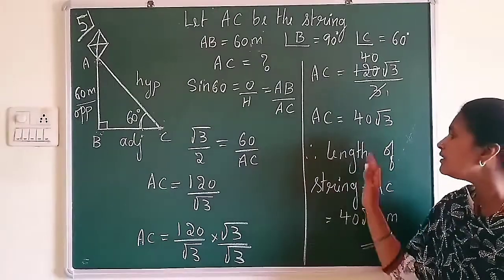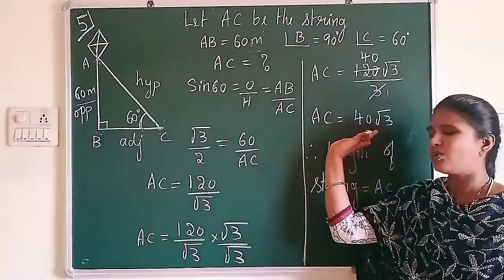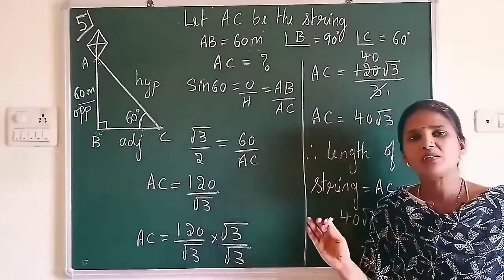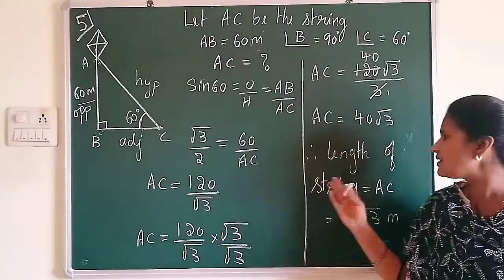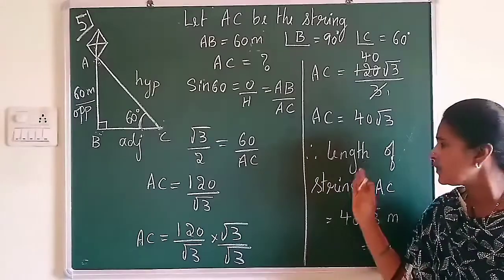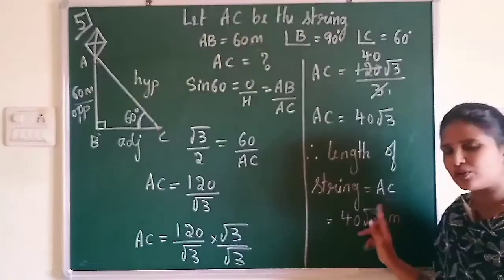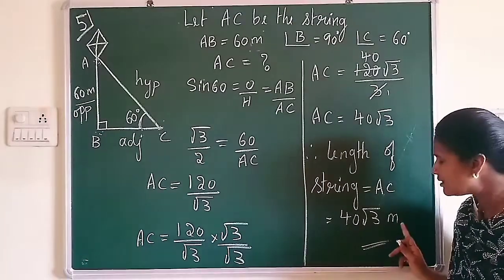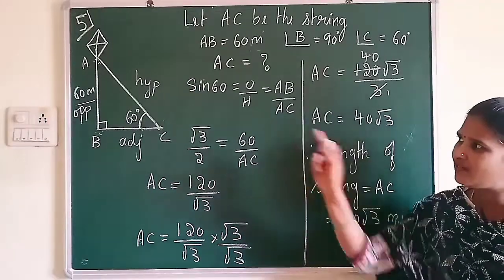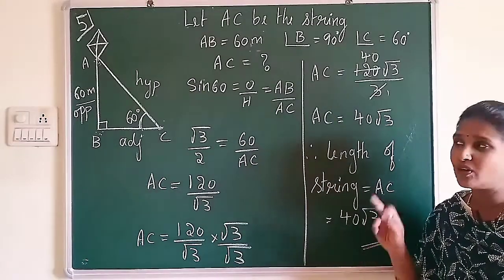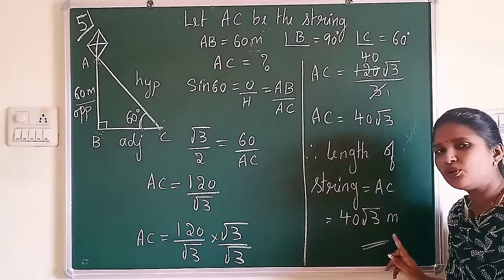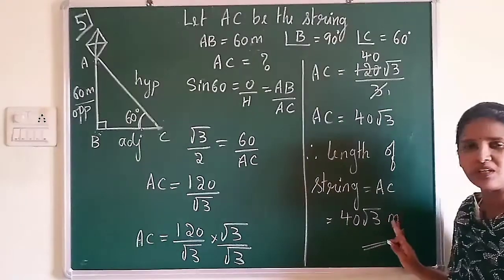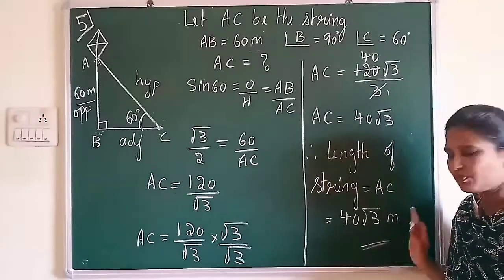So conclude. Don't stop here only. Always you have to conclude the answers. Whatever is asked, that is, find the length of the string. Therefore the length of the string AC equals 40 root 3 meters. Listen carefully. This unit is compulsory because the height of the kite from the ground is given in meters. So you have to conclude with this unit. If you don't write this unit, you may lose half a mark. So be careful.